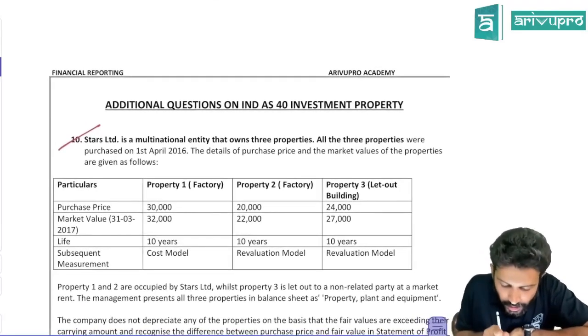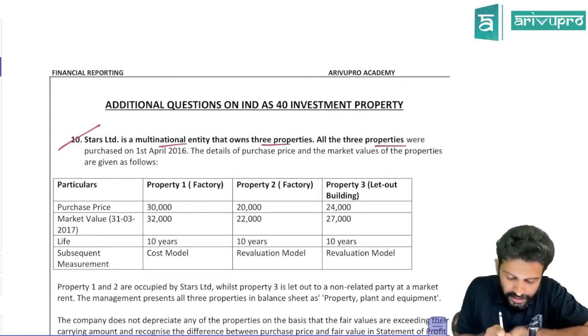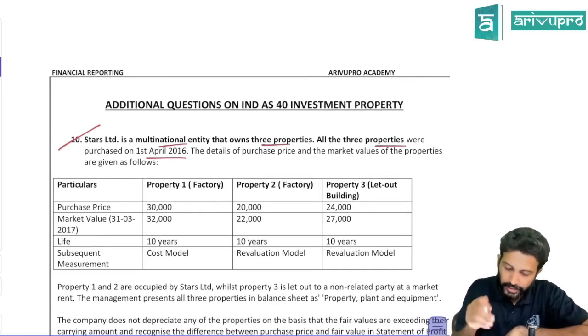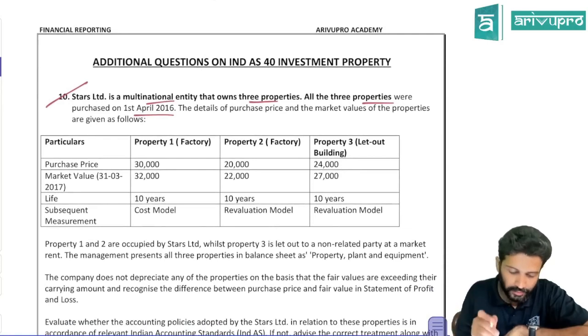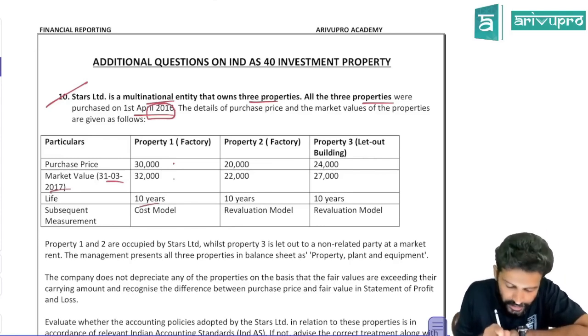Star is a multinational entity that owns 3 properties. All 3 properties were purchased on 1st April 2016. The details of the purchase price and market value are given. Keep in mind you purchased on 1st April 2016, and the market value is given on 31st March 2017. Life is 10 years. They followed the cost model. This is a factory.